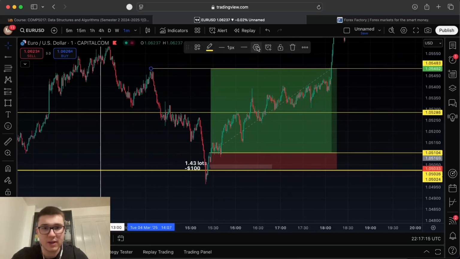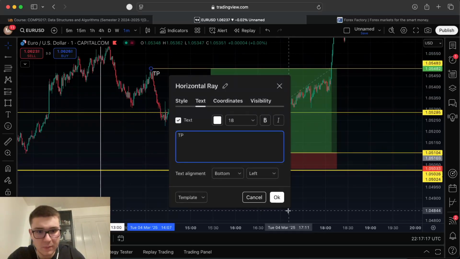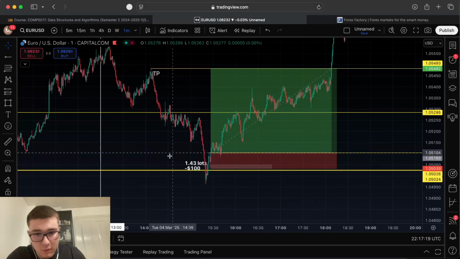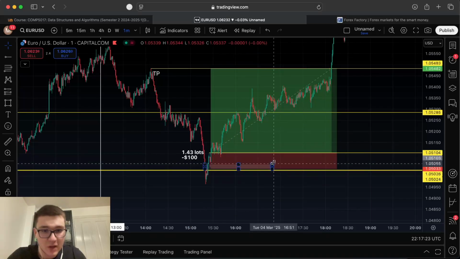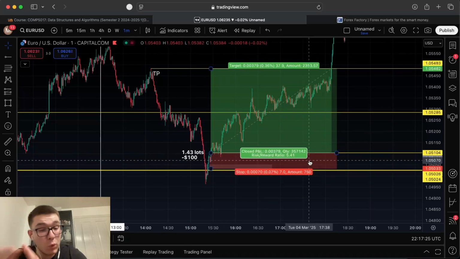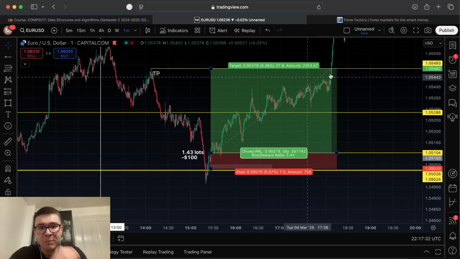Let's label this as TP. There we go. And yeah, so this is where I could improve. So I entered just here, 1.43 lots. The risk management was amazing, 7 pips. The risk to reward was amazing. First of all, 1 to 5.4. We can call it 1 to 5. 1 to 5 is more than enough.